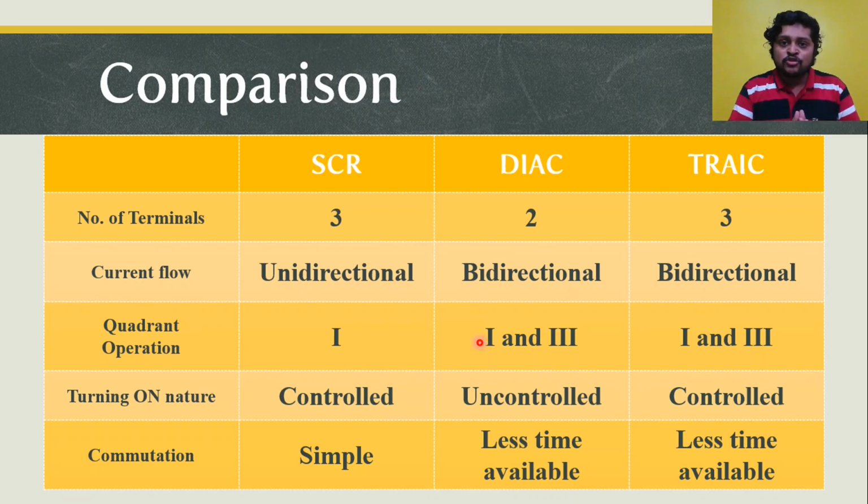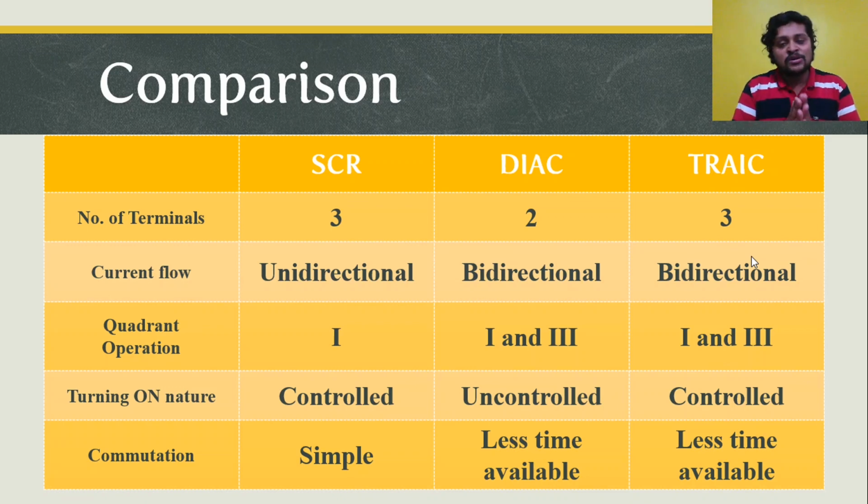If we compare on the basis of current flow, SCR is a unidirectional device, whereas the DIAC and TRIAC are obviously bidirectional devices. Now if we compare the useful quadrant operation, the SCR works in the first quadrant, whereas DIAC works in the first as well as third quadrant. Obviously, DIAC and TRIAC work in the first and third quadrant.